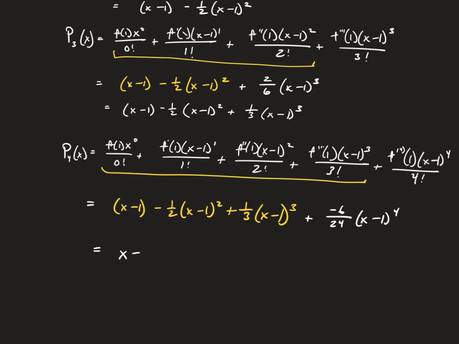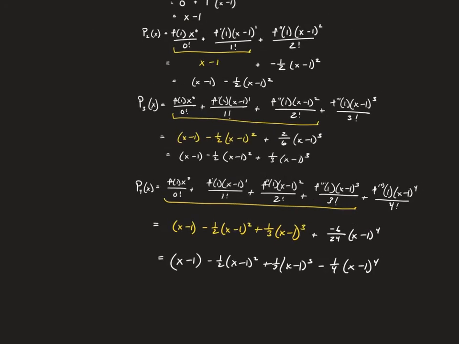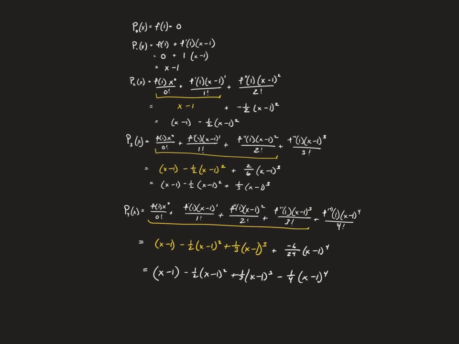Simplify it all down. X minus 1 minus 1/2 x minus 1 to the 2nd plus 1/3 x minus 1 to the third minus 1/4 x minus 1 to the fourth power. Whew! That was a tricky one. Zoom out and take a look at all that nice math work we just did.